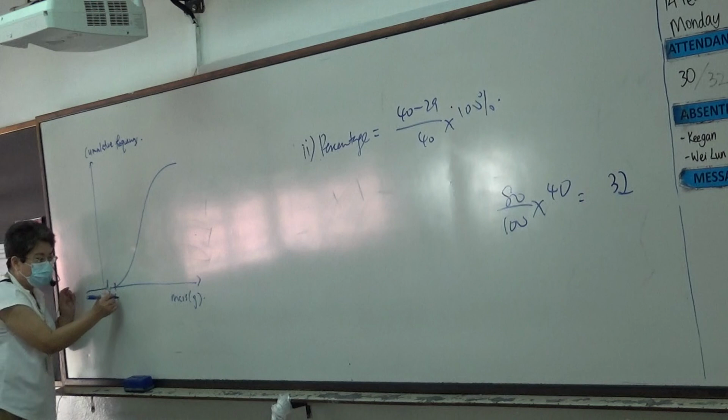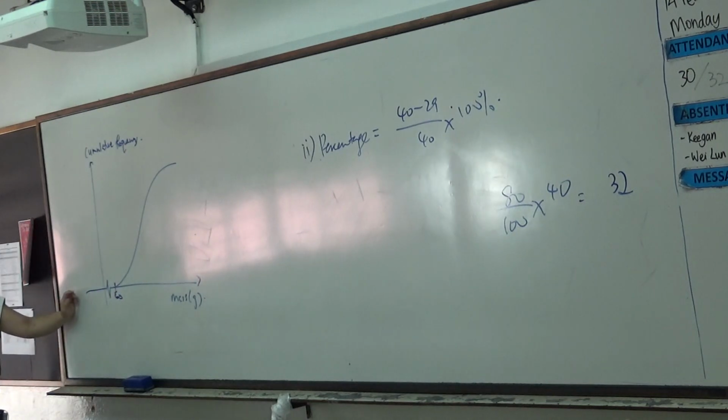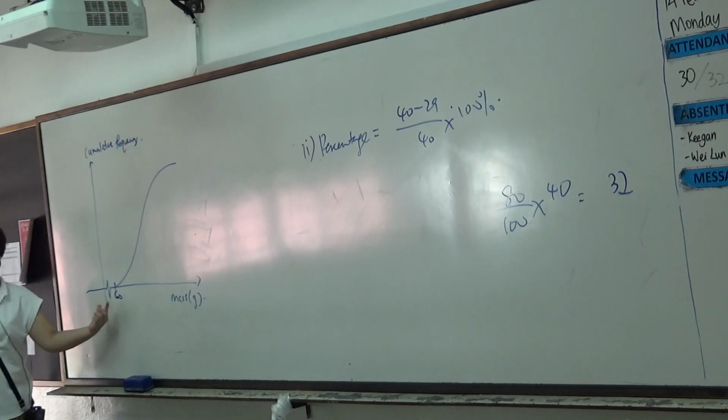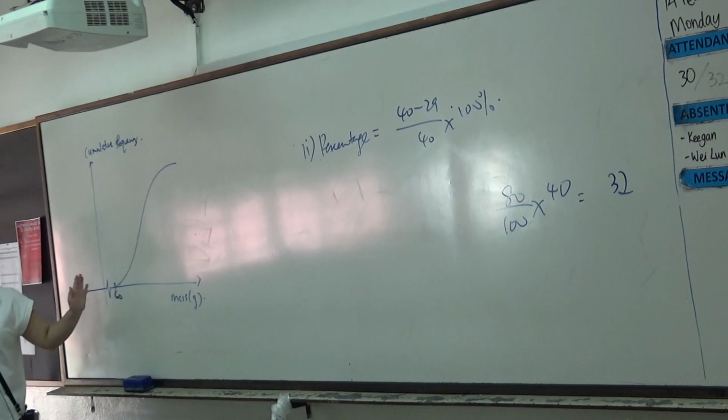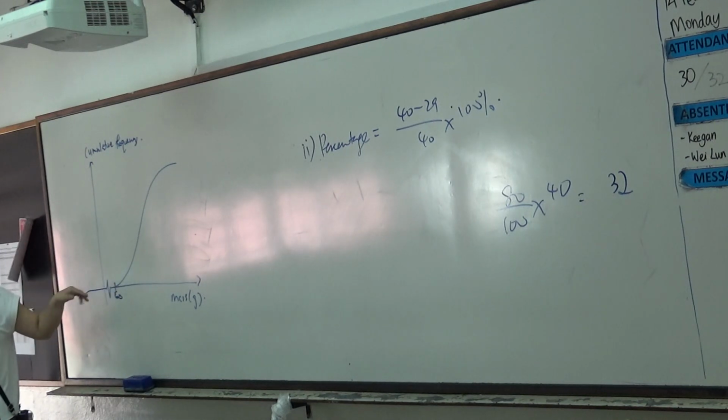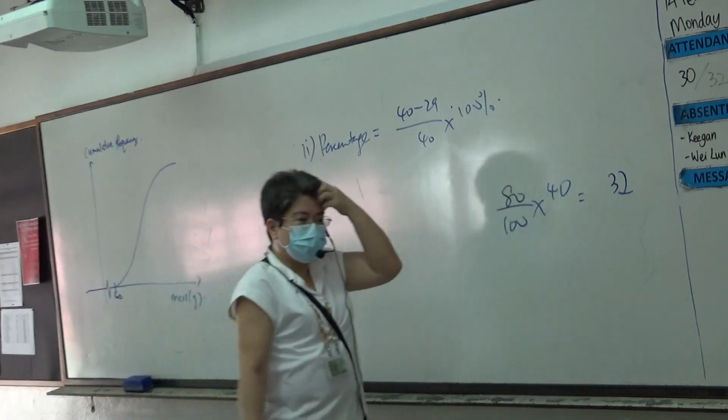So you start from 60 grams. Can you see in your question? That means not here, we don't bother. If you plot from 0 to 60, we are wasting this space. That's why you bring it forward. Okay? Alright, now let's take a look at the question now.